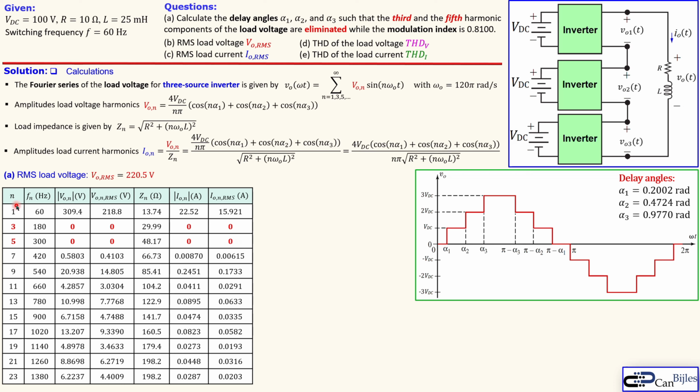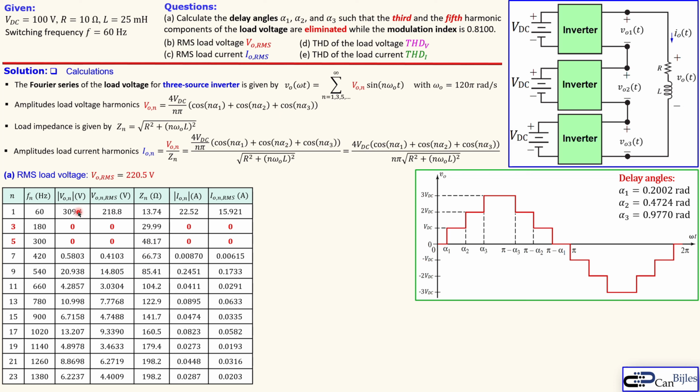What we see is the harmonics 1, 3, 5, 7 up to 23. Here are the frequencies, so 1 times 60, 3 times 60, etc. This is the load voltage amplitude harmonics using this formula, just NS1 and then NS3. But of course, using the alpha 1, alpha 2 and alpha 3 we have calculated. What you see directly is also that the third harmonic and the fifth harmonic voltage amplitudes are 0, as we wanted, because we have designed for these alphas.